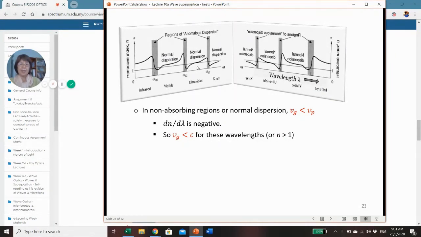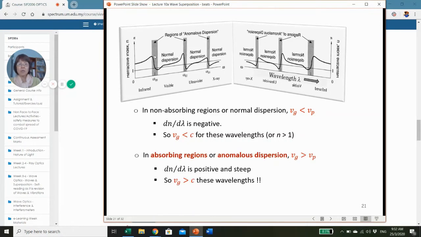This is the diagram of n varying with omega. Now if we flip it, taking the mirror image, the relationship of lambda to omega is inverse. So then you'll find that at normal dispersion, dn/dω is positive. For dn/dλ, it is negative instead. Now in absorbing regions here, which we call anomalous dispersion, you'll find that Vg is actually larger than Vp because dn/dω is negative and is very steep, or we have dn/dλ positive. So in this case, Vg is larger than c for these wavelengths, this range here, the shaded range.